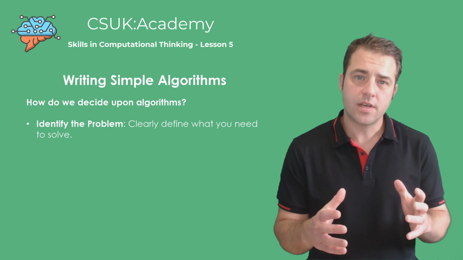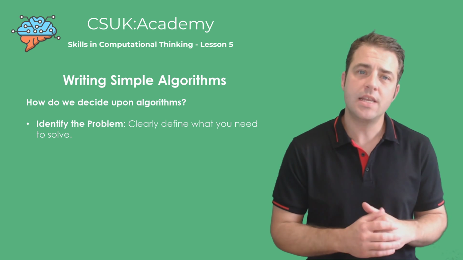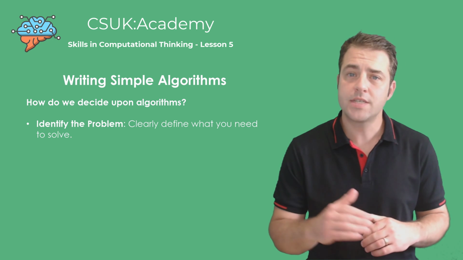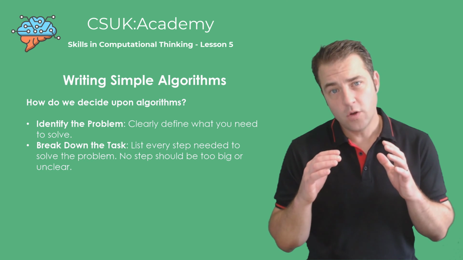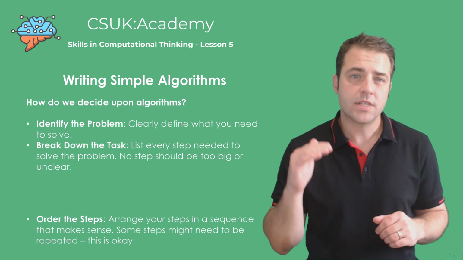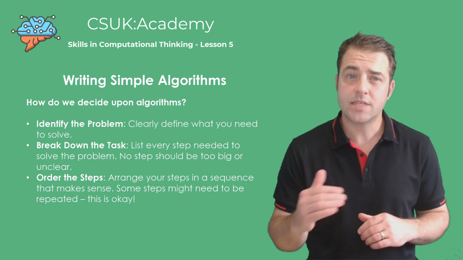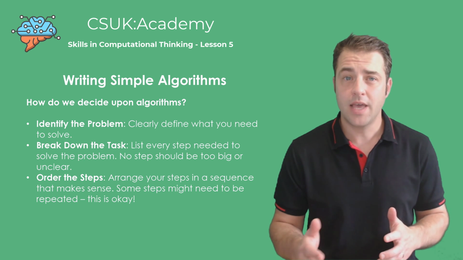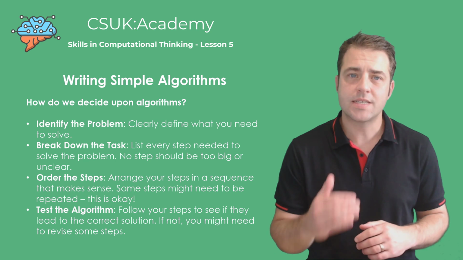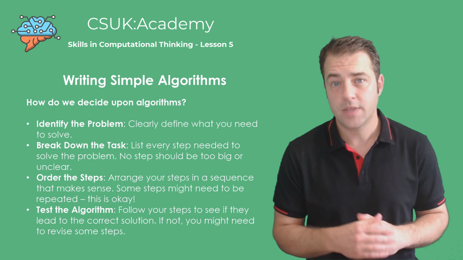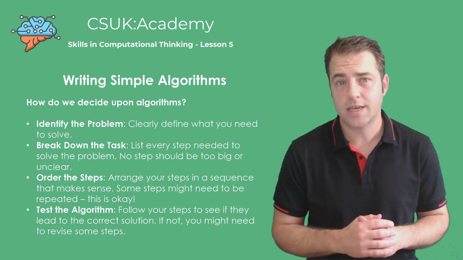Then we break down the task. We list every step needed to solve the problem. No step should be too big or unclear. We then order the steps. We arrange the steps in a sequence that makes sense. Sometimes steps might need to be repeated, and that's okay. And then we test the algorithm. We follow the steps to see if they lead to the correct solution. If not, we might revise some of the steps.